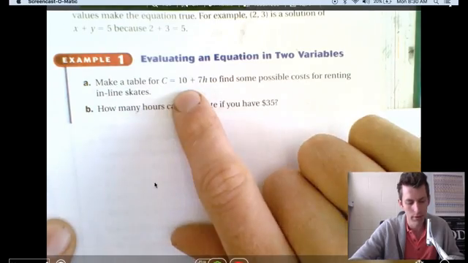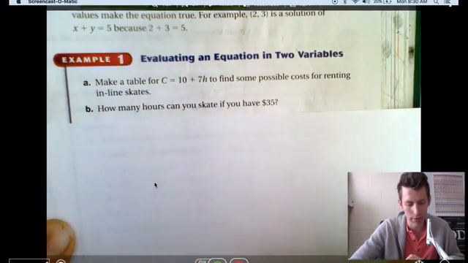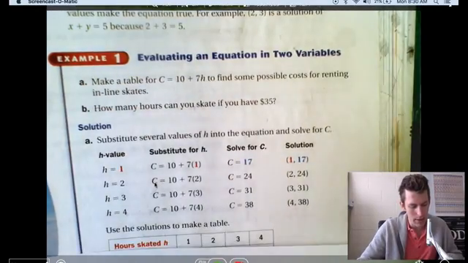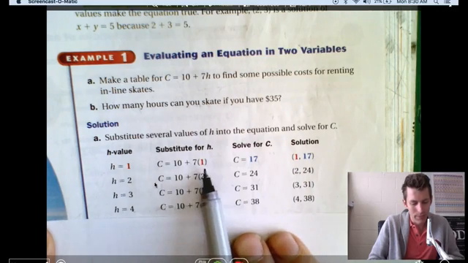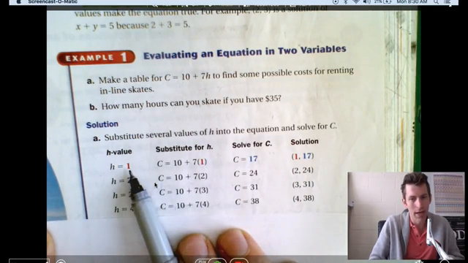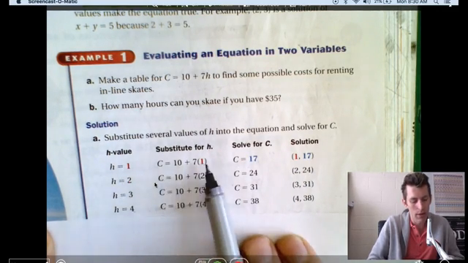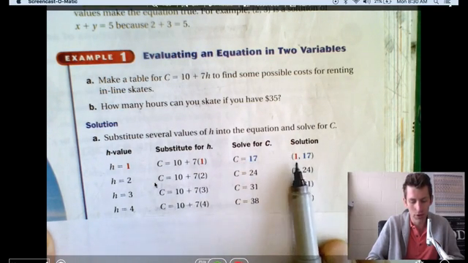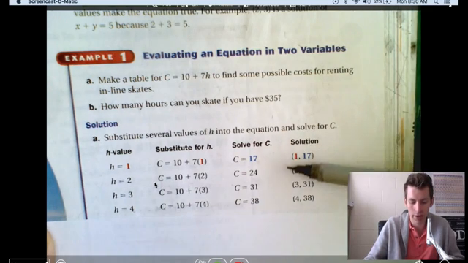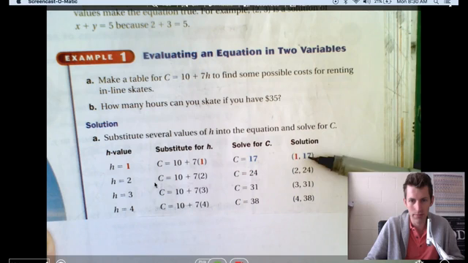Make a table for C equals 10 plus 7h to find some possible costs for renting inline skates. How do they make a table? Well, they substitute, they're going to say h is 1. And if h is 1, they plug it in and they solve for C. C is 17. So here's the solution column right over here. If h is 1, C is 17.